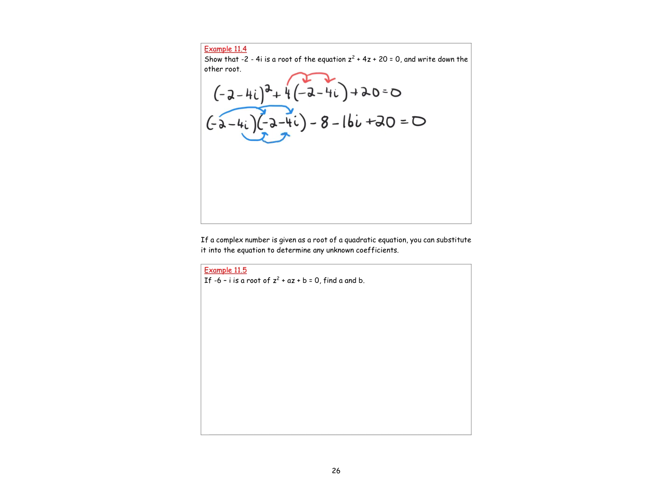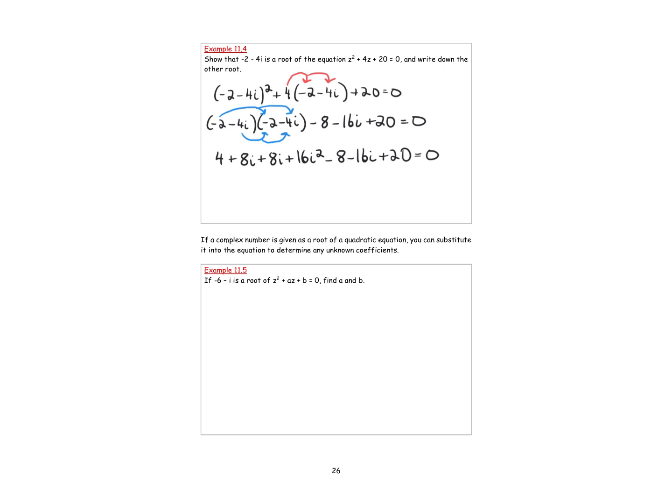Minus 2 times minus 2 will be 4. Minus 2 times minus 4i is plus 8i. Minus 4i times minus 2 is plus 8i. And minus 4i times minus 4i is plus 16i squared. Then we will have minus 8 minus 16i plus 20 is equal to 0.